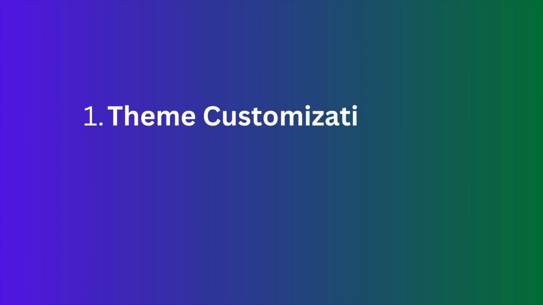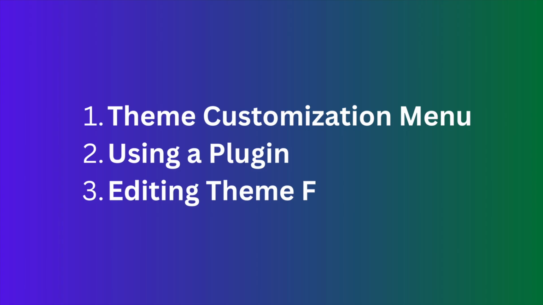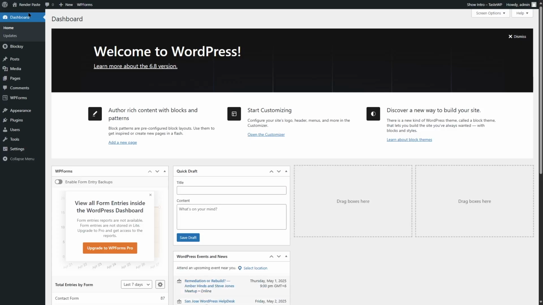The first way is through the theme customization. The second way is through a plugin. And finally, the third way is through the theme file editor. Now, we're going to get started and see how we can do it using the theme customization.